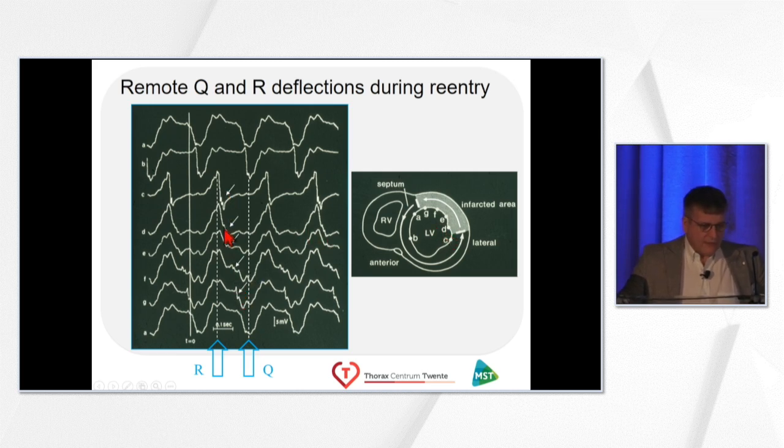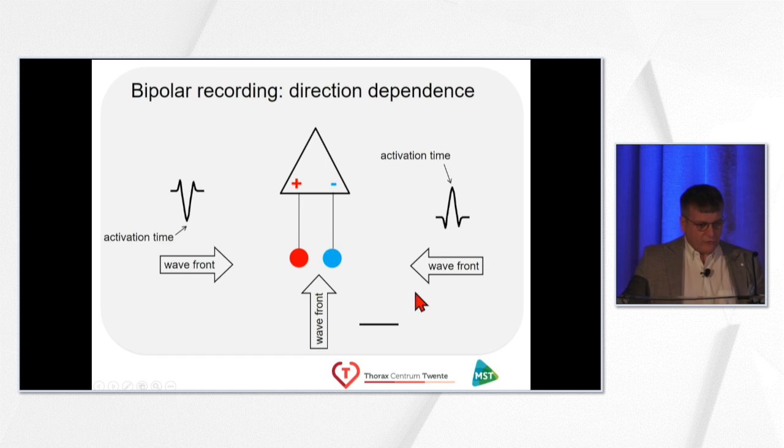And the nice thing is, if you look at the remote signals obtained from the myocardial scar, then you see, of course, first here a remote R representing this remote activation at the beginning of the re-entry circuit, and it ends with a remote Q pattern indicating that you're already approaching the exit. So you can use, in this case, the remote deflection to judge where you are in the re-entry circuit.